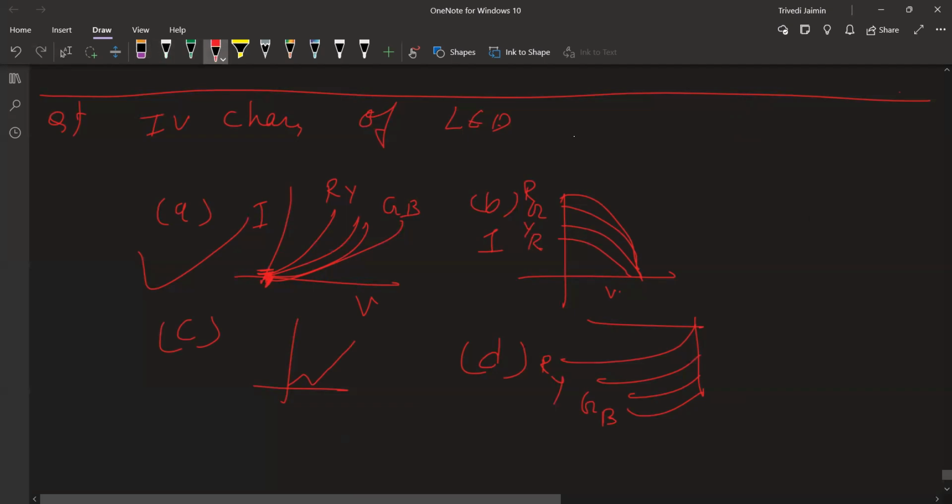But here, what is the main thing? We need, with the small amount of current, higher value of voltage. So higher the value of the voltage for higher frequency. Here R, Y, G, B, higher frequency.